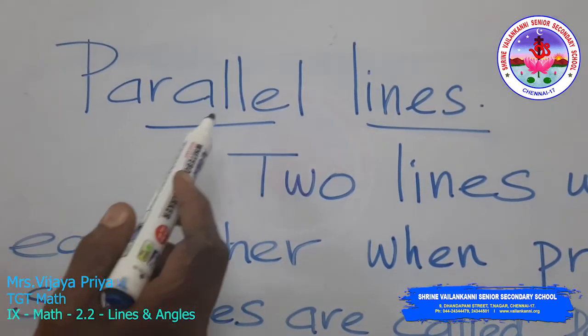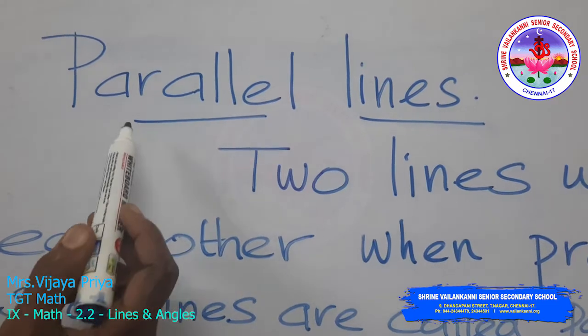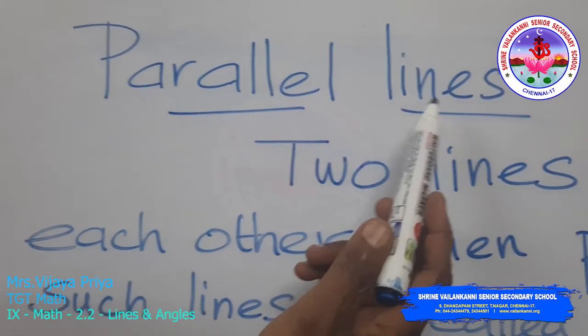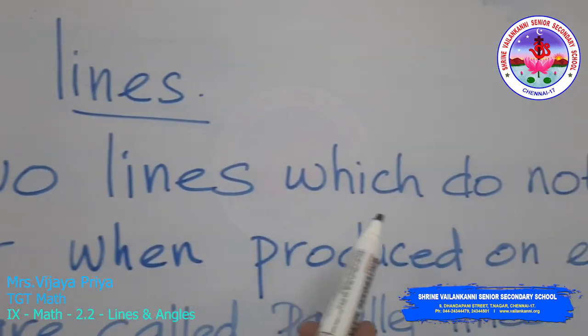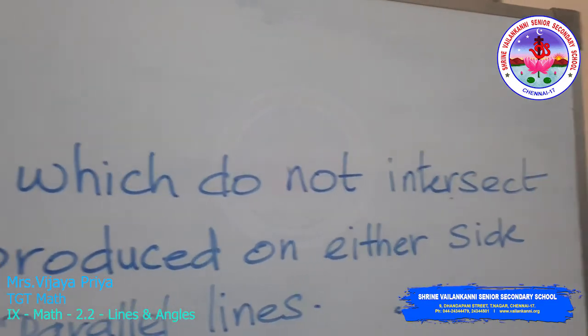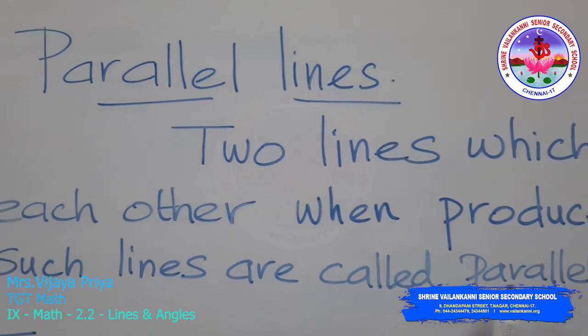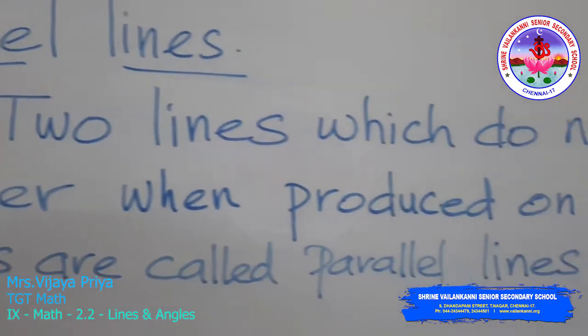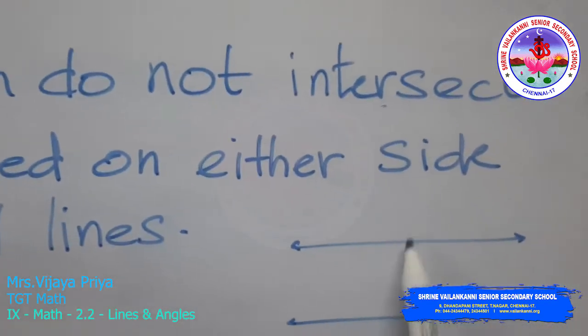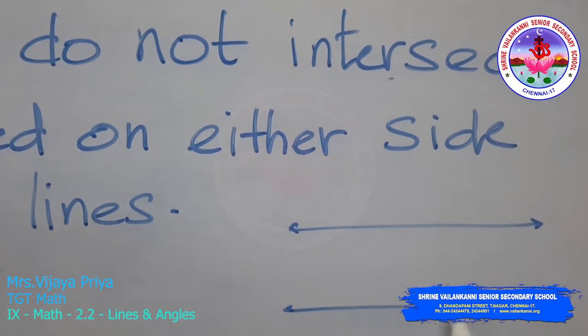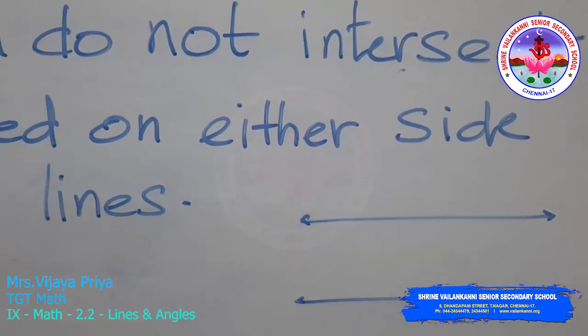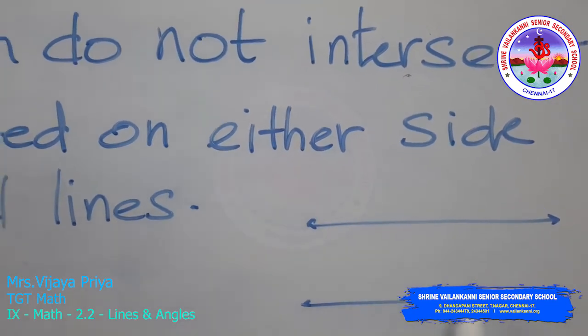Now we move to the second exercise, where we are going to see the definition of parallel lines. Two lines which do not intersect each other when produced on either side are called parallel lines. I have drawn the figure here where these two lines are parallel lines, since they never meet each other even if extended on both sides.